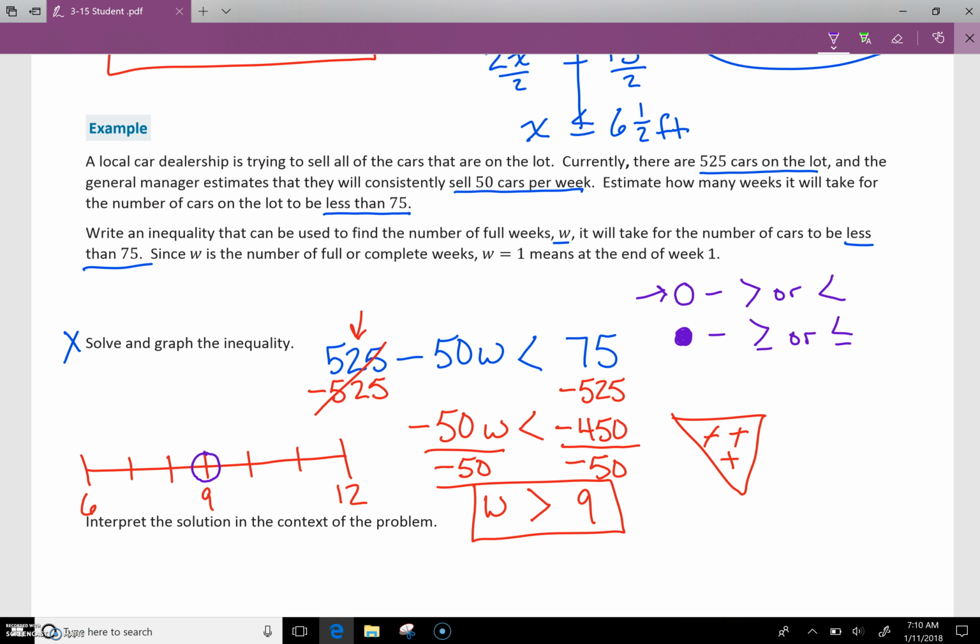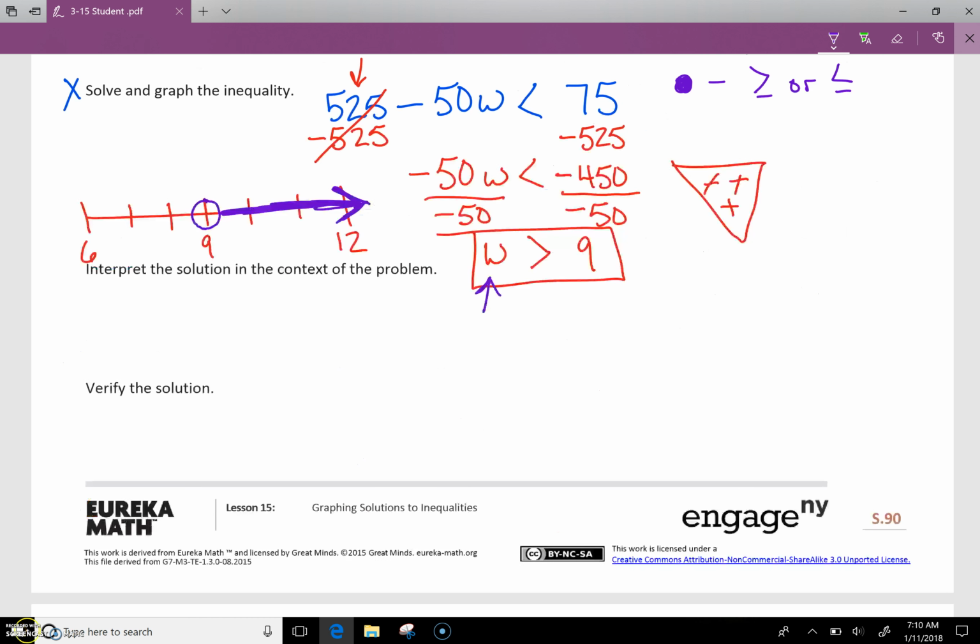And if we look at our solution, it says W has to be greater than 9. So we're going to draw our arrow this direction. If you have a pencil, you got to kind of fill it in dark so you can see it. And so what this graph says is that the number of weeks they're going to need is anything more than 9. So it can't be 9. 9 is not filled in, but it could be 10, 11, 12, and so on.